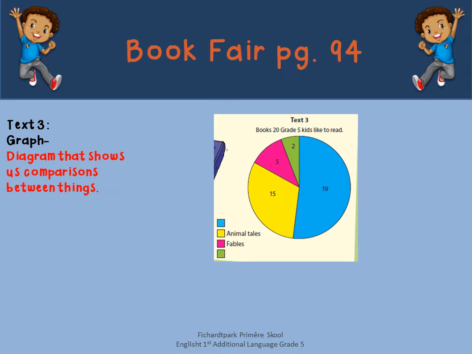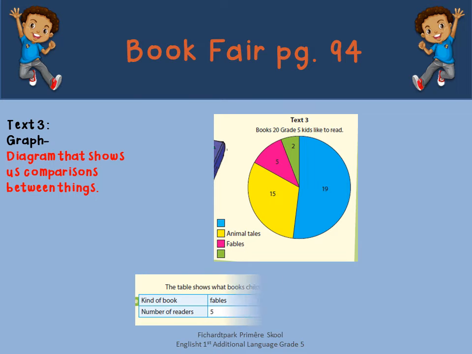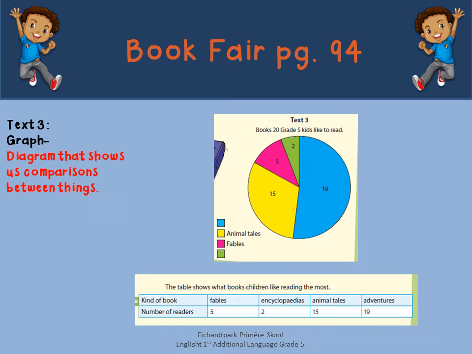But if you turn to page 96, you will find this table at the top that shows what books children like to read the most. And there you will find the number of readers. And if we look at that table, we can see that the green color here is for encyclopedias and the blue color is for adventure books. Right, so that's text 3. Now go and look at each text again and decide what you think about all of the different text on page 94.